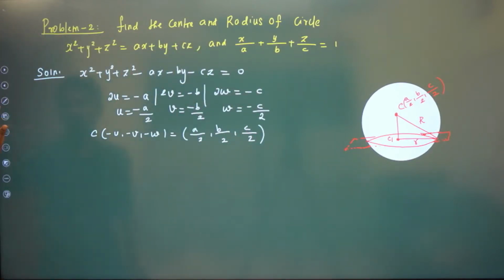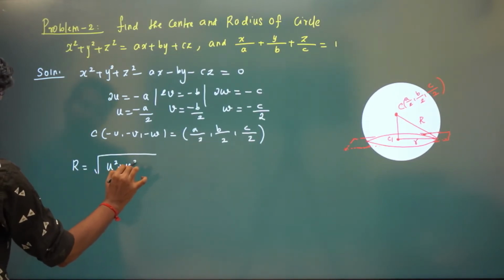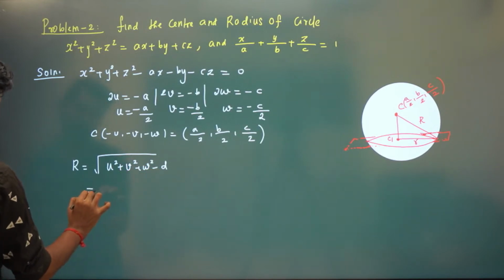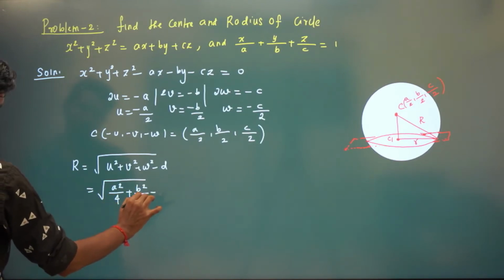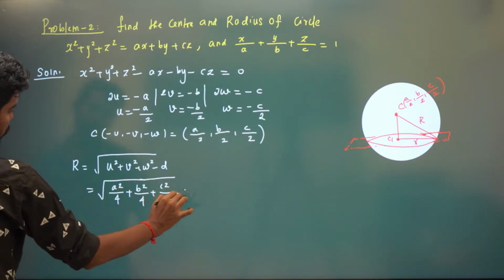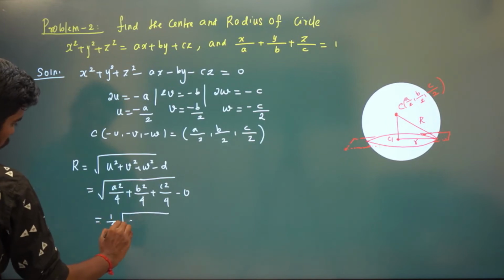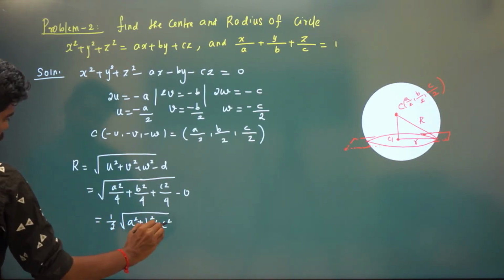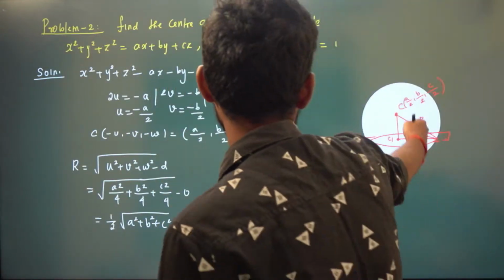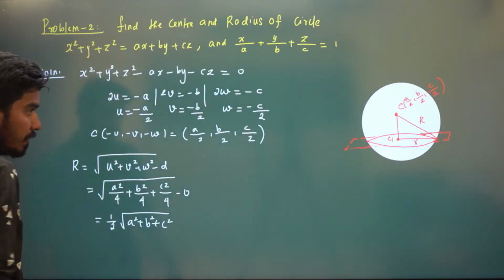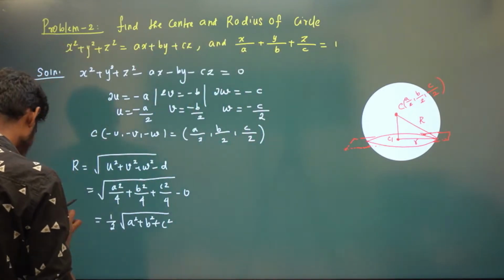Now we will find capital R. Capital R is the radius of the sphere, which is root of u square plus v square plus w square minus d. So root of u square is a square by 4, b square by 4, c square by 4, and d is 0. So we will have 1 by 2 root of a square plus b square plus c square as the radius of the sphere. So we need to find the C1 coordinate and small r. We will do it one by one.